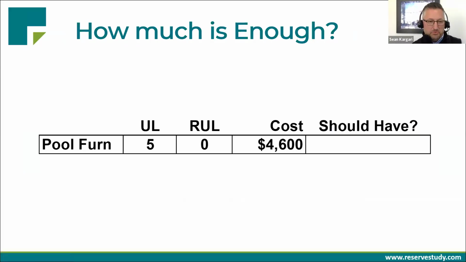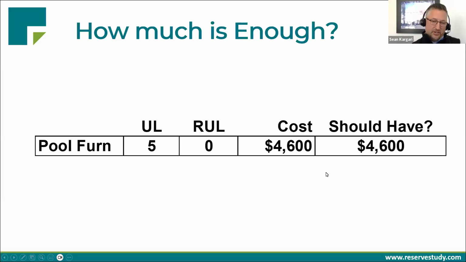So we have a simple project here, pool furniture every 5 years, cost of $4,600. How much should you have at this point in time? The key is the remaining useful life. The project is due now. So since it has zero life, you should have the full project value in reserves. Next slide. There you go. Since the project is due now, its current cost and its fully funded balance will match, because you need all the funds on hand. We need to execute this project based on the schedule.